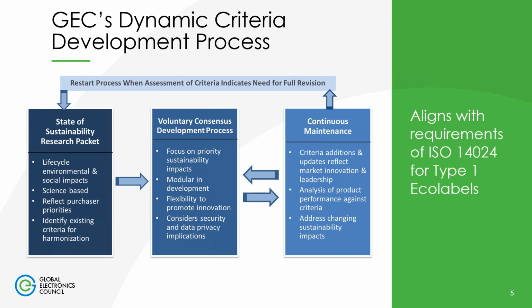So the first core element of our dynamic criteria development process is a state of sustainability research report, which compiles and evaluates available science and data to identify life cycle, environmental and social impacts or hotspots of the technology. The state of sustainability research also looks at these impacts within the context of purchaser and government policy priorities. It identifies strategies or actions that can be taken throughout the life cycle of the product or technology to reduce significant and priority impacts.